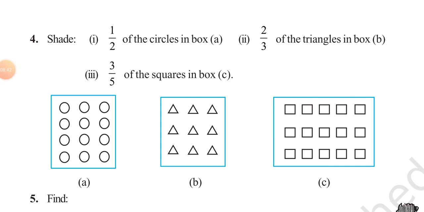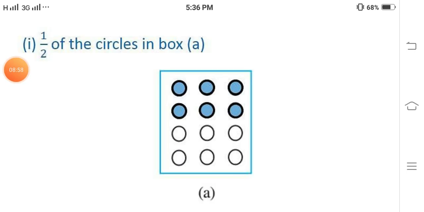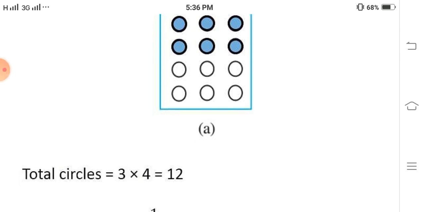Now students, fourth question, shade. First part, 1 by 2 of the circles in box A. In box A, the circles are given to you and you have to shade 1 by 2 circles, half of the total circles. So students, how will you find it? In each row there are 3 circles and the total number of rows is 4. So the total number of circles is 12, or simply you can count the total number of circles in the given box A. Total 12 circles are there.